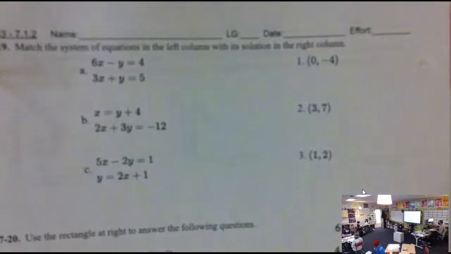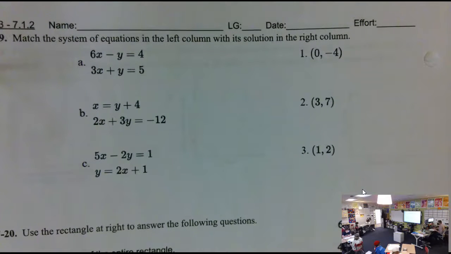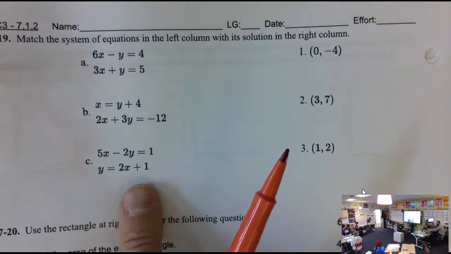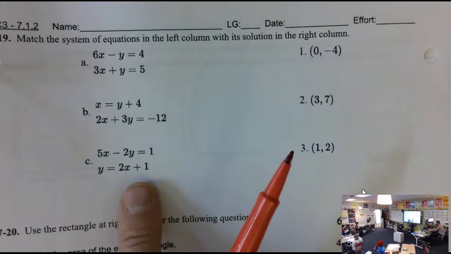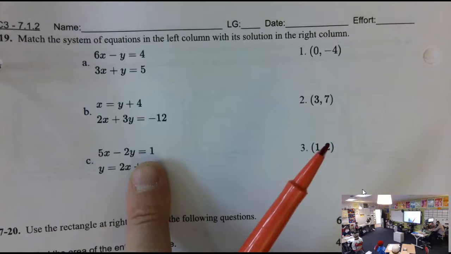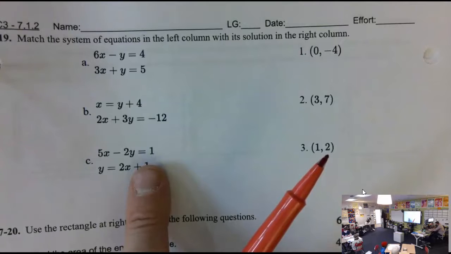Hey, hold on, you're skipping over 19 though. So here's my advice for 19, and like I like to do, I'm going to go backwards. In C, the second equation already has y isolated. If I isolate y here, then I can set them equal to each other, and the y is gone. That's the better way to do these, because we want one of the variables to disappear.